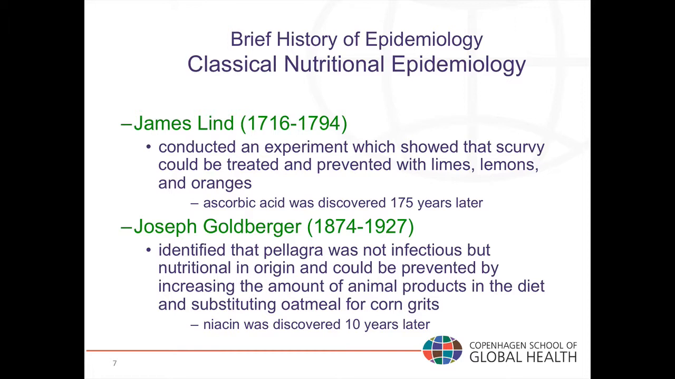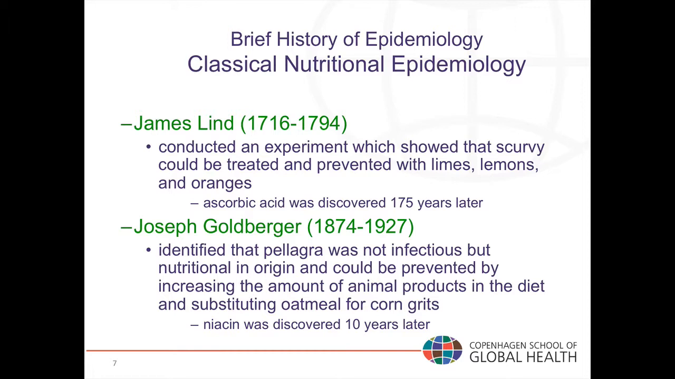James Lind conducted an experiment showing that scurvy could be treated and prevented with eating limes, lemons, and oranges. And actually, James Cook, the seafarer and discoverer, took advantage of this early knowledge and basically experimented with that on one of his ships. Vitamin C, ascorbic acid, was discovered only 175 years later.